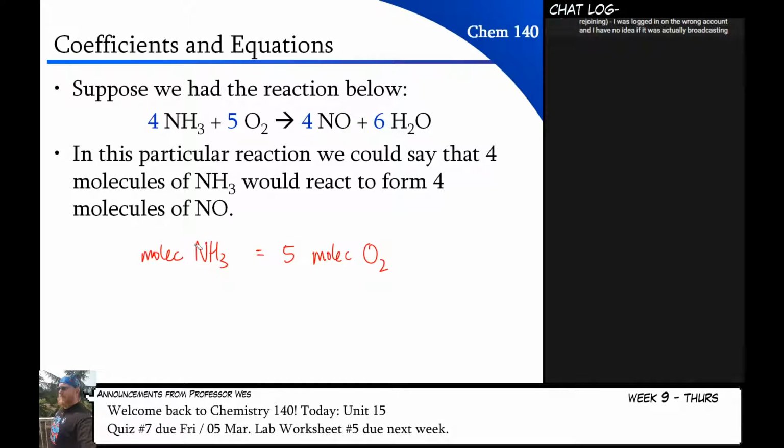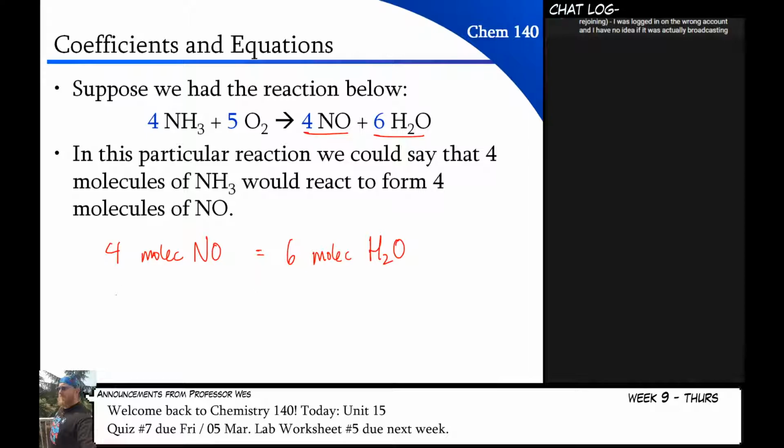Or I could compare the products. I could say, for every 4 molecules of NO I make, I also make 6 molecules of H2O. How am I getting these statements? I'm basically just choosing any 2 and writing out what the equation means.